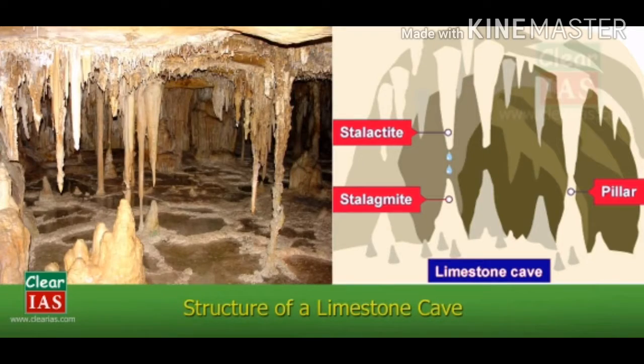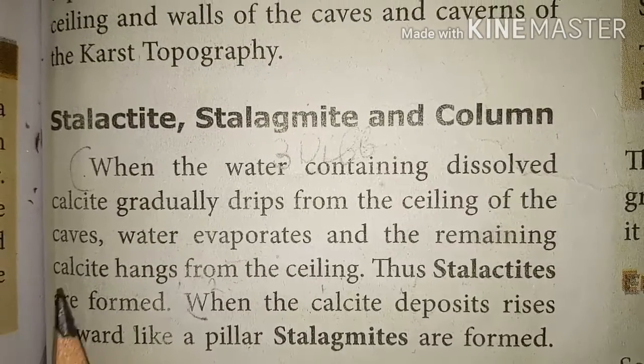Look at the picture of the caves. It is a stalagmite from the floor and a stalactite from the ceiling, and when both meet together, they form a pillar. Structure of the limestone cave. Let us see the textbook.